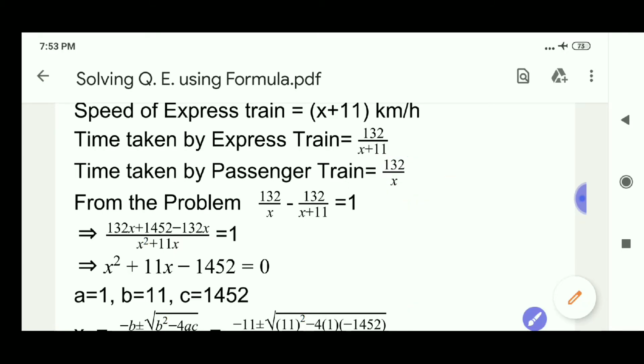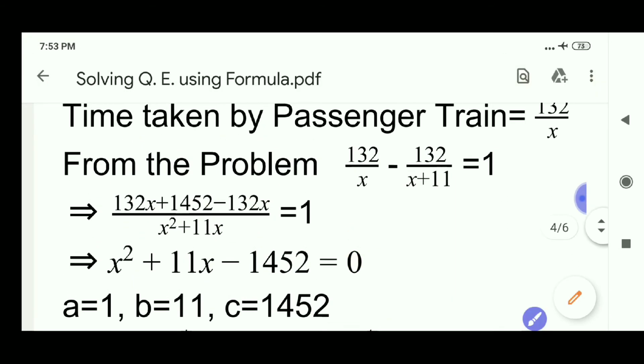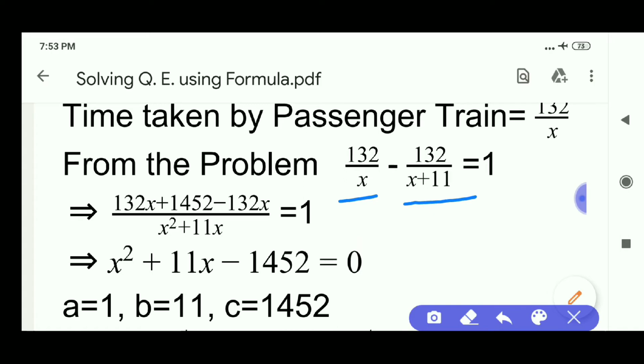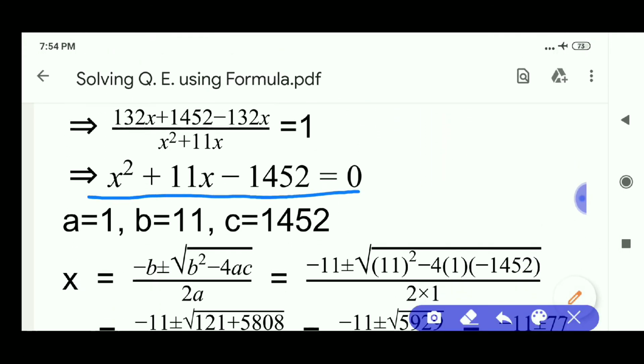Now let us simplify carefully. Here we have two fractions. What are they? The first one is 132 by x. Second one is 132 by x plus 11. Multiply with denominator to the numerator. It becomes 132x plus 1452 minus 132x by x into x plus 11, which is x square plus 11x, is equal to 1. By cross multiplication, we get x square plus 11x minus 1452 is equal to 0.